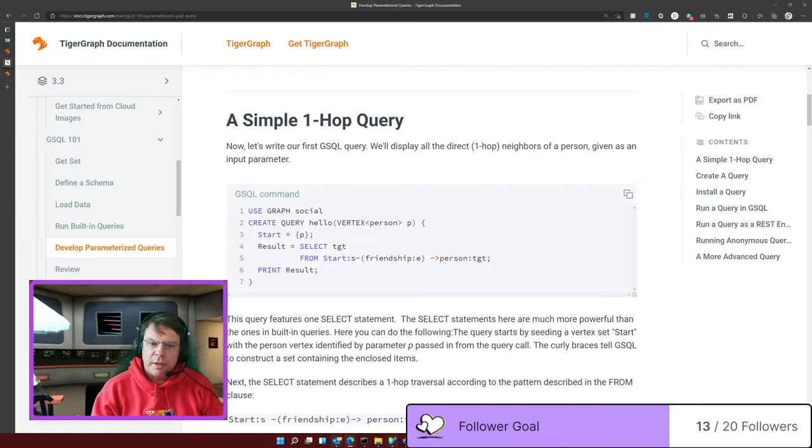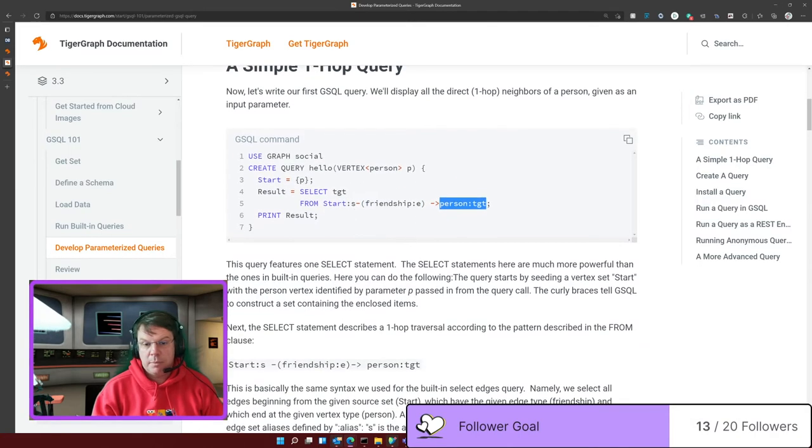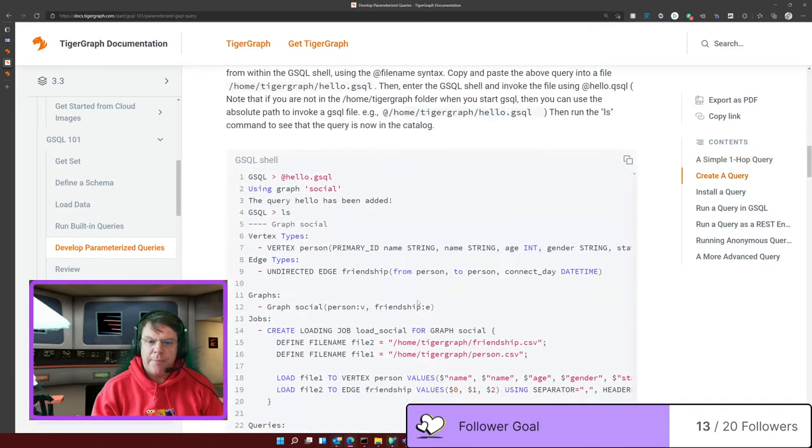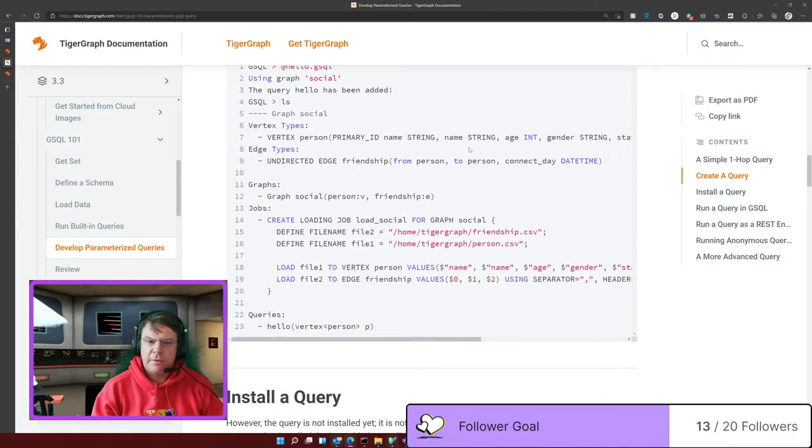Here we go. So select TGT from start S, friendship E. So it looks similar to Cypher, but the variable is going on the other side. I'm guessing start is a label and friendship is a person. It looks reasonable. Like I can deal with that. And where are we here? Back into.